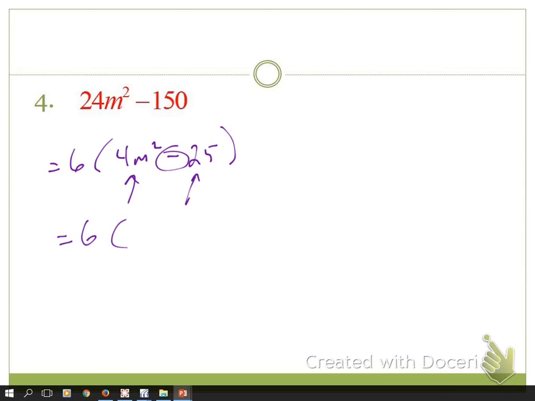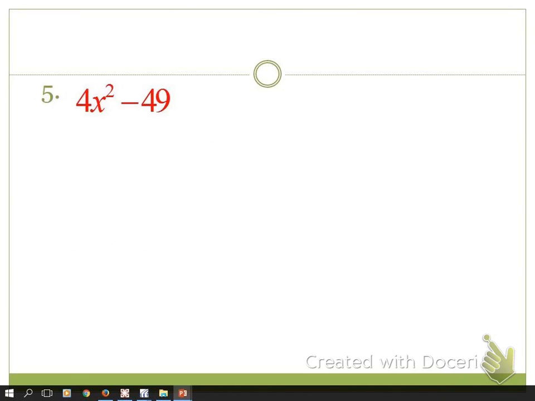So I do that. I make my two parentheses. The square root of 4 is 2. The square root of m squared is m. The square root of 25 is 5. We go plus or minus, and we're done. Okay, check your requirements. It'll make your factoring life much, much easier. Try 5. Stop the video, start it back up, and see if you're right.